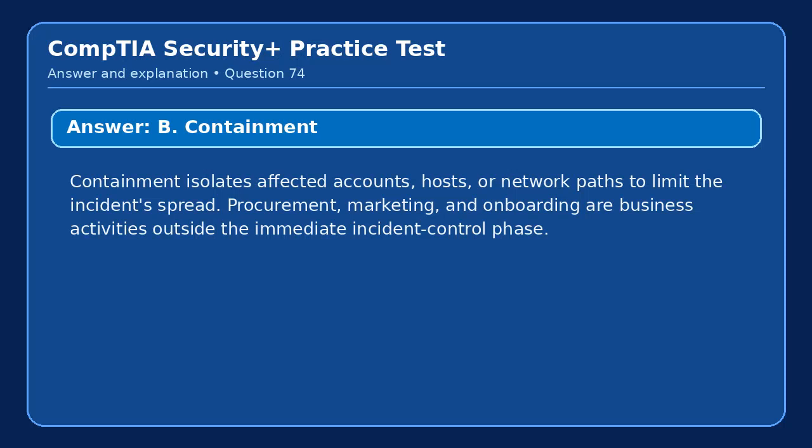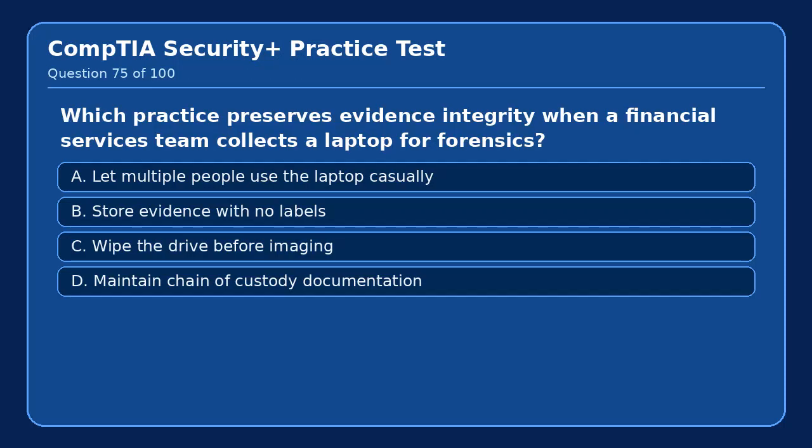The answer is D. Proactively searching telemetry for signs of compromise based on a hypothesis. Threat hunting is proactive and hypothesis-driven rather than only alert-driven. Passive waiting, disabled alerts, and unreviewed changes reduce detection capability.